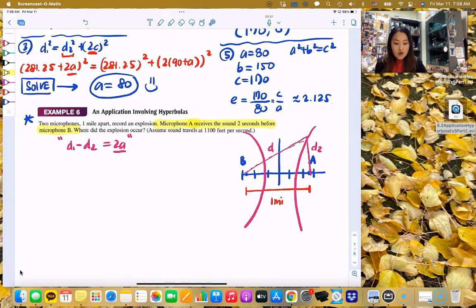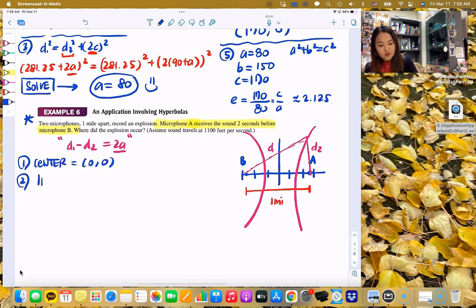They want to know, where did the explosion occur? Assume sound travels at 1100 feet per second. So the first thing we're going to do is assume the center is 0, 0, to make it easy. The second thing is that the microphones are 1 mile apart, and that's 5280 feet. So just keep that in mind.